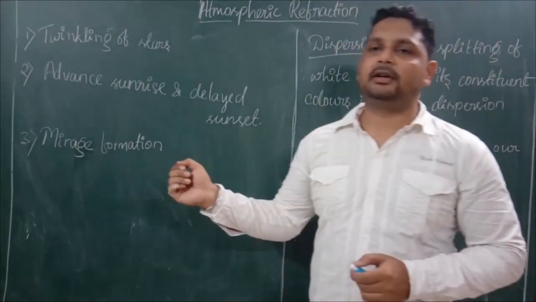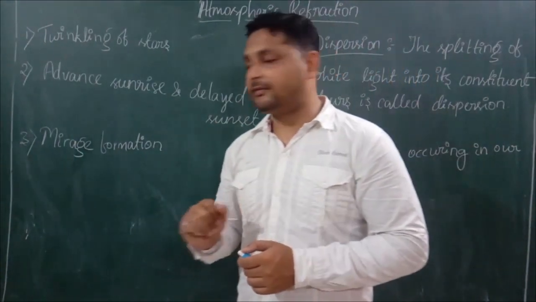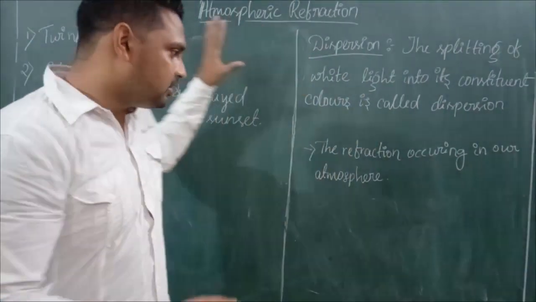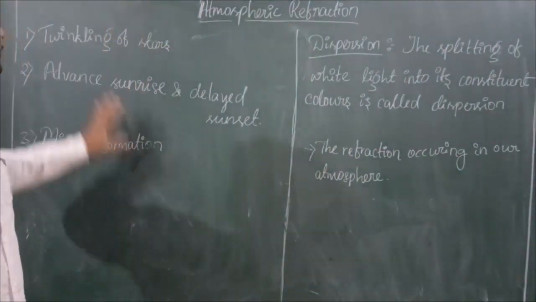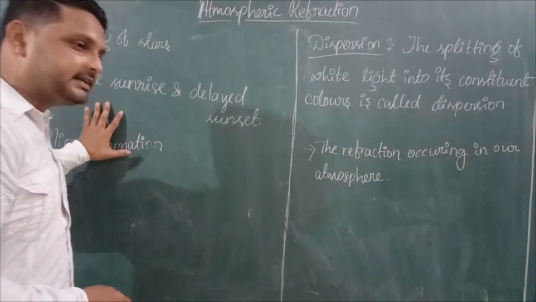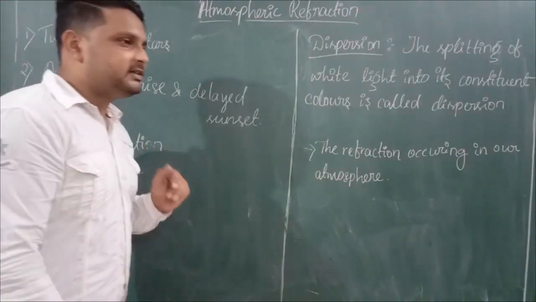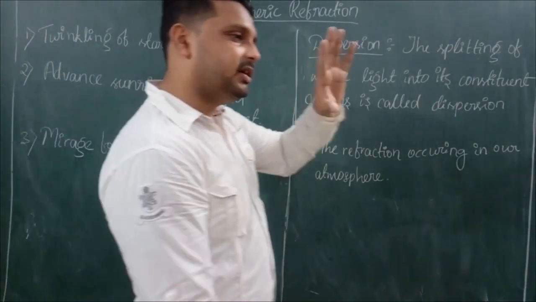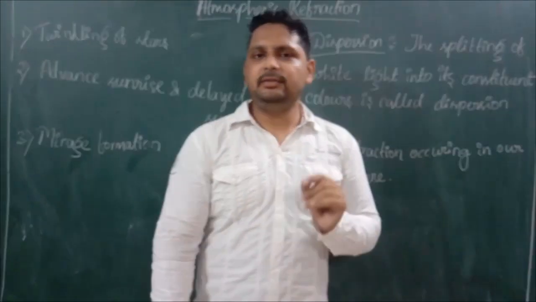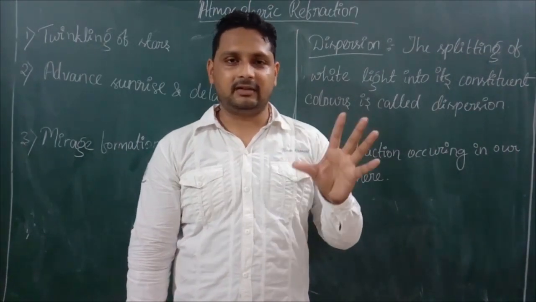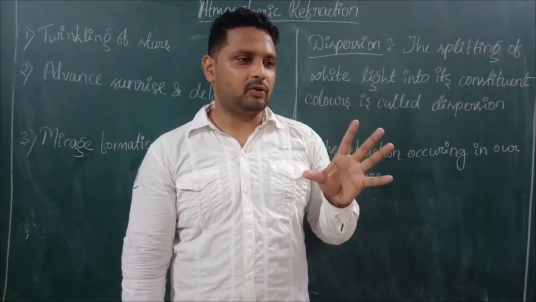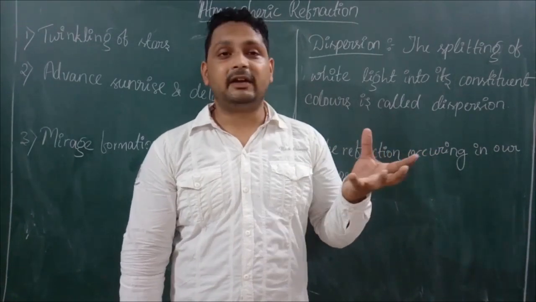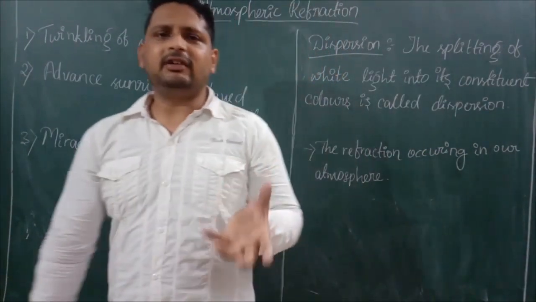The next thing which occurs due to atmospheric refraction is mirage formation. Now let's see what all these things are: twinkling of stars, advanced sunrise and delayed sunset, mirage formation. First is the twinkling of stars. At night when you look at the sky, you see most of the stars twinkle, right? They flicker. They glow, and then again they go very dull. Then again they brighten. The twinkling effect is seen.